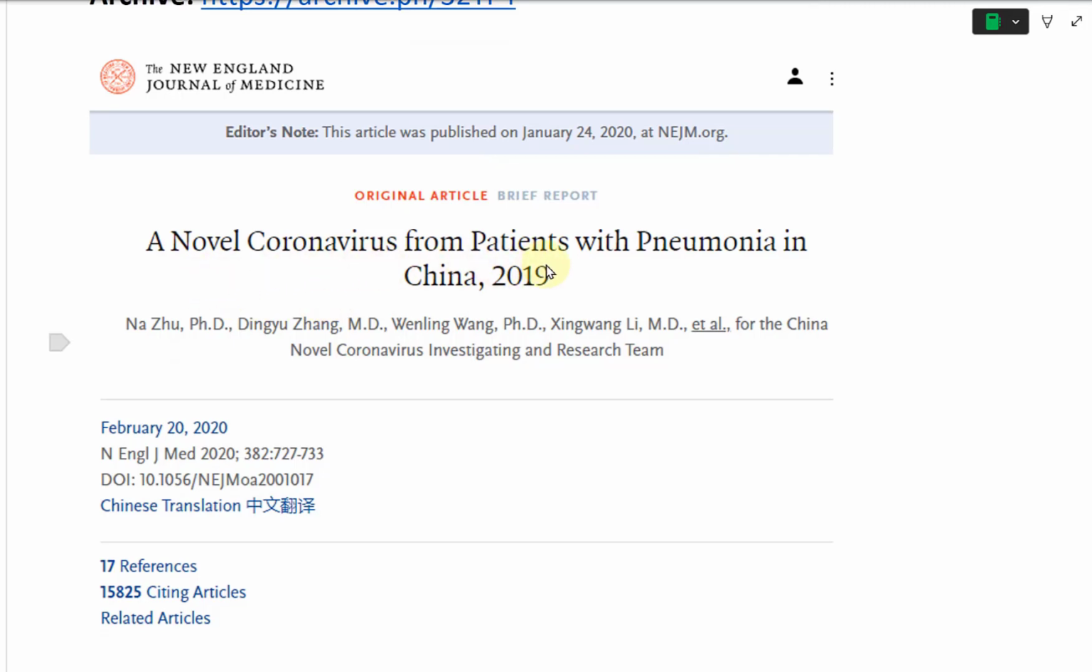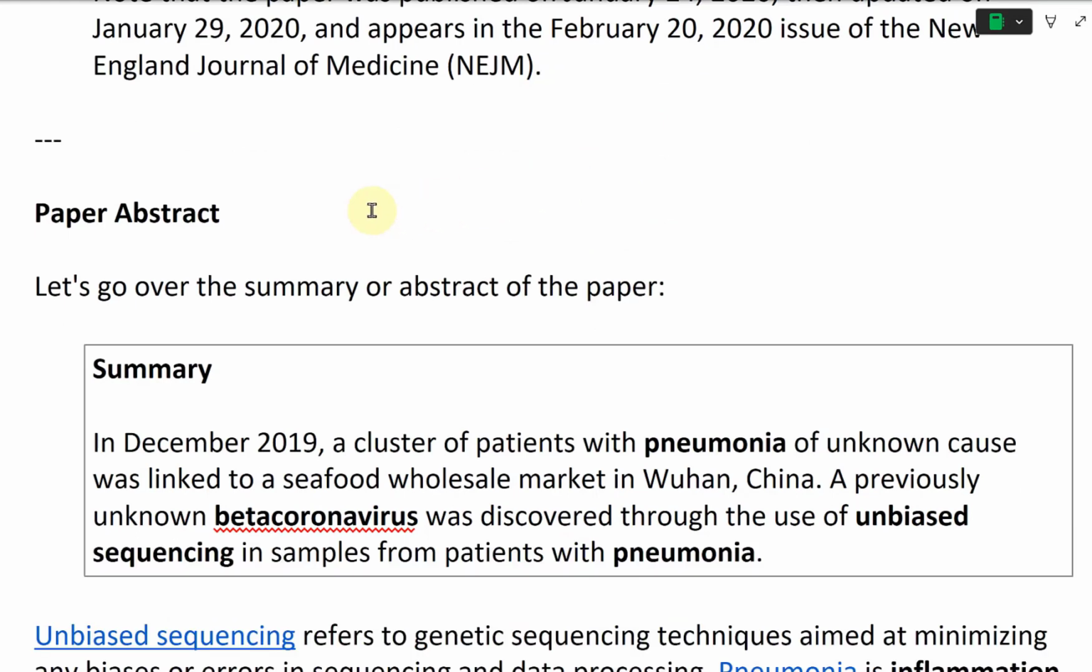So anyways, this is a novel coronavirus from patients with pneumonia in China 2019. This is from Nazu, and then I'm not going to pronounce these names. And this is from the China Novel Coronavirus Investigating and Research Team. All right, now let's take a look at the paper abstract or summary.